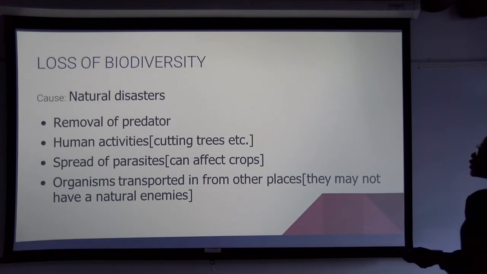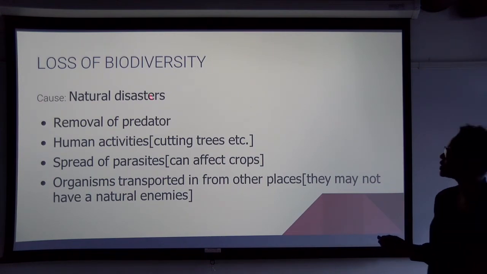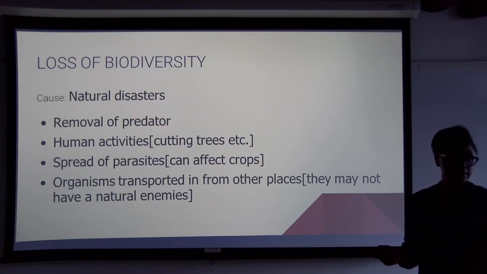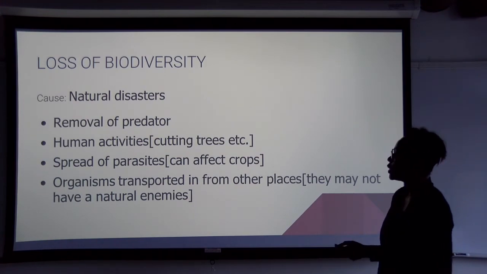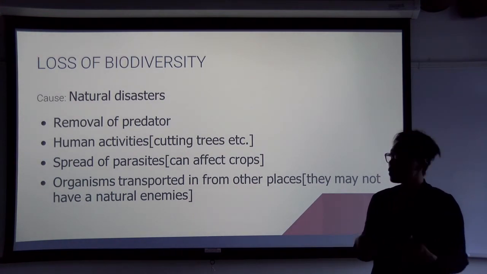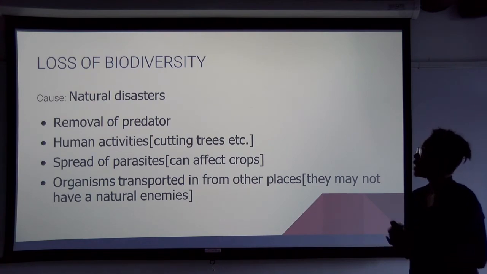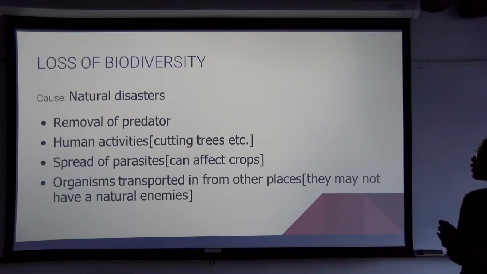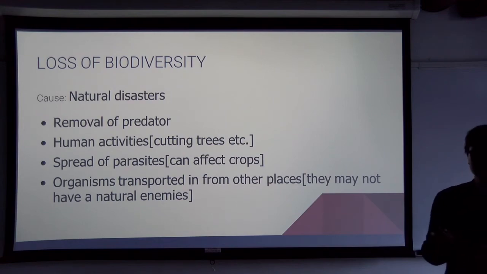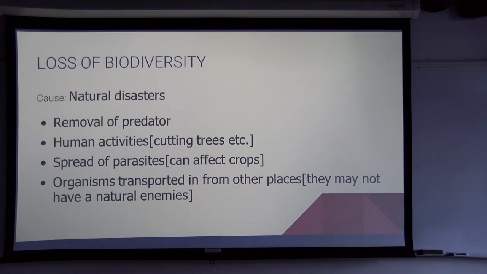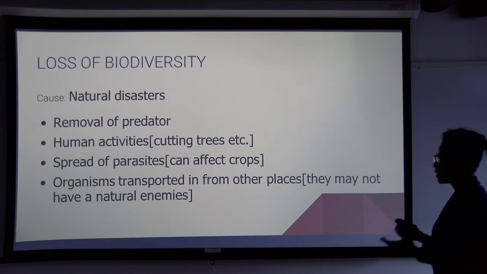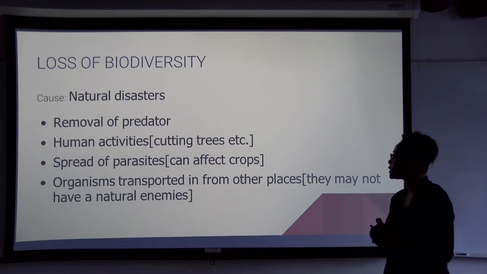So reduction of biodiversity, that then takes us to the next page. The loss of biodiversity, the cause could be a natural disaster. Here are some causes. Natural disaster. The removal of a predator through hunting, for example, can lead to loss of biodiversity. Human activities like cutting down a tree could lead to loss of biodiversity. Spreading of pesticides could destroy organisms.